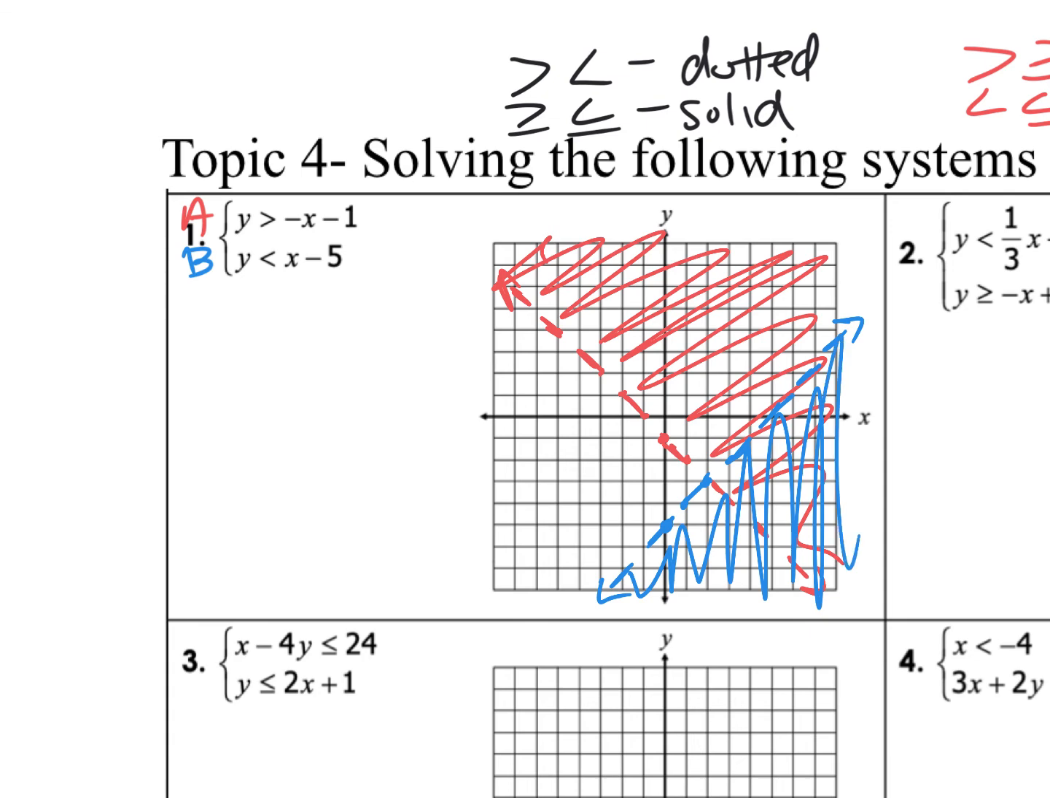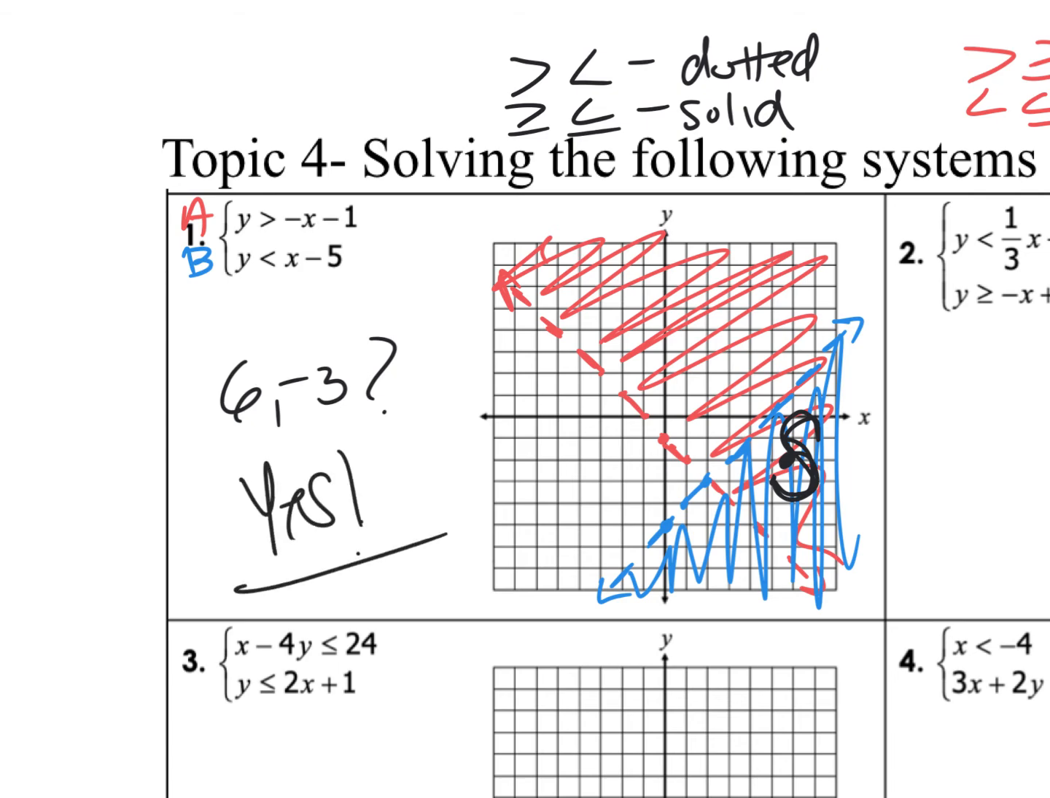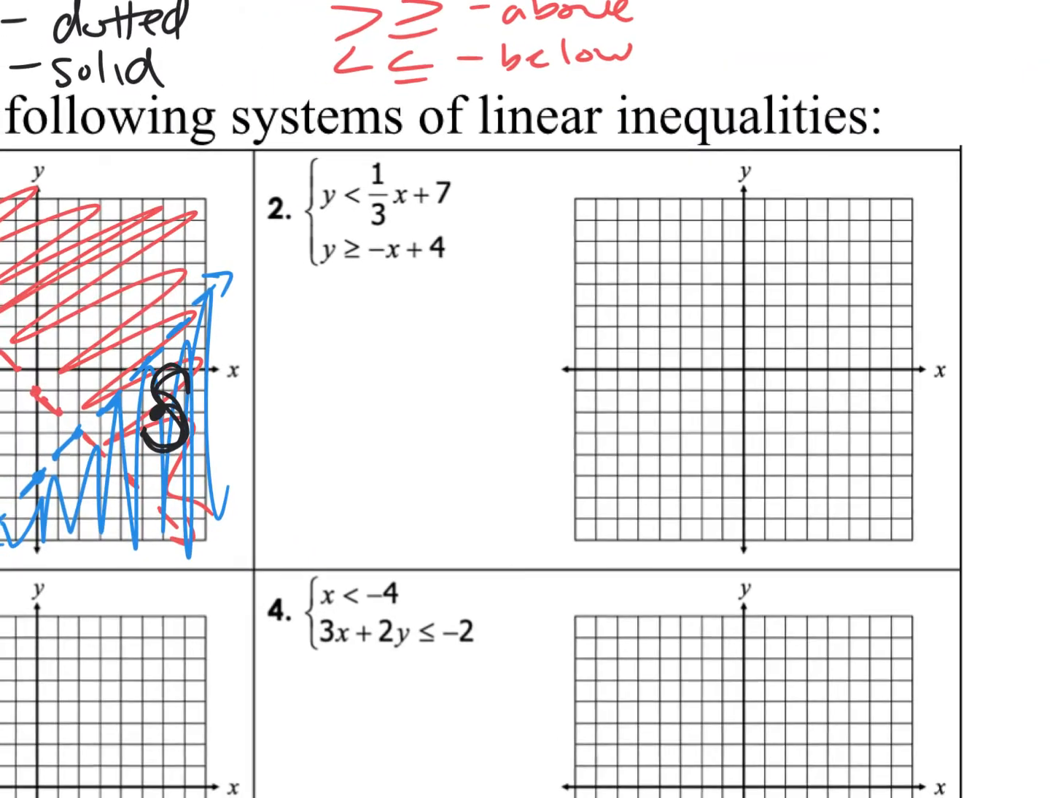All right, so then the question says that these are where the solutions are, right? These are the ordered pairs that make both of those inequalities true. So if I were to give you an ordered pair, like, for example, 6, negative 3, and ask you, is that a solution? Well, 6, negative 3 is right here, and that is definitely within the shaded region where they overlap, so I would say yes.